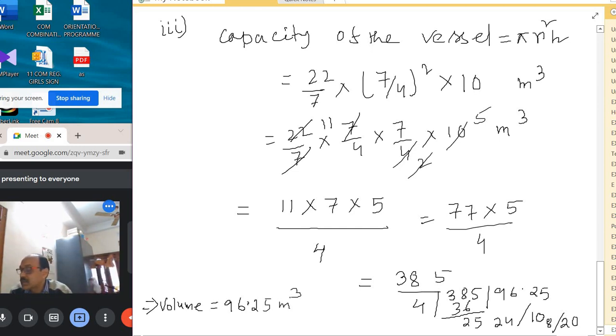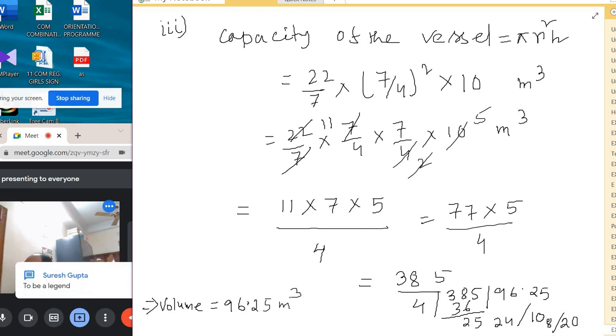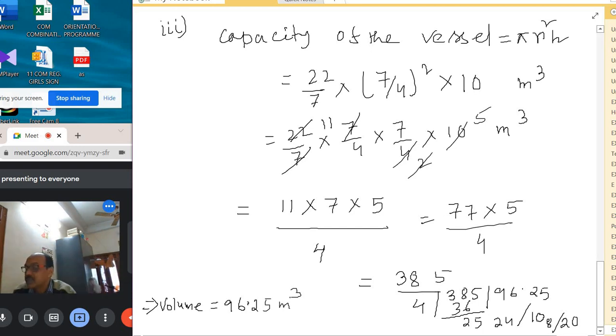See the question. The question is to find its volume, that means capacity. Okay. So capacity is 96.25 meter cube. This is the answer.